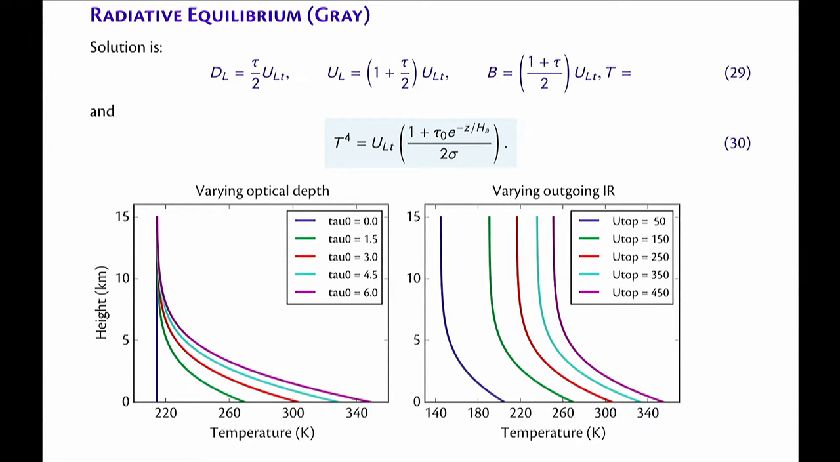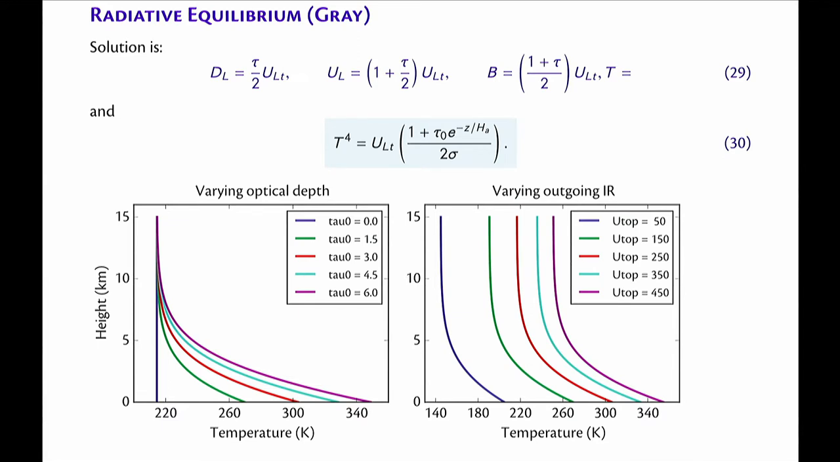And I get this, and what does it look like? It looks like this. Well, these are various curves, depending on what the optical depth is. I'm varying the optical depth here for a given outgoing radiation. So the outgoing long wave radiation at the top then determines what the temperature is at the top of the atmosphere. At the top of the atmosphere, tau is zero. So B, which is sigma T to the fourth, is the outgoing long wave radiation divided by 2. So if we're specifying what the outgoing long wave radiation is, it's equivalent to specifying what the temperature is at the top of the atmosphere in this radiative equilibrium case.